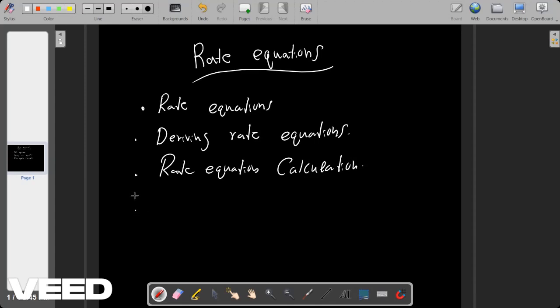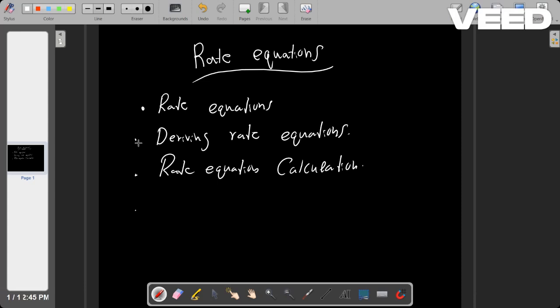Is rate equal to equilibrium? No, no, no. They are totally different, right? When the rate is zero, it is equilibrium. Rate means how fast reactants are becoming products. So when the reactants are not getting converted into products, the reaction is in equilibrium. So forward reaction and backward reaction are happening at the same rate, right? Then it is equilibrium, right?